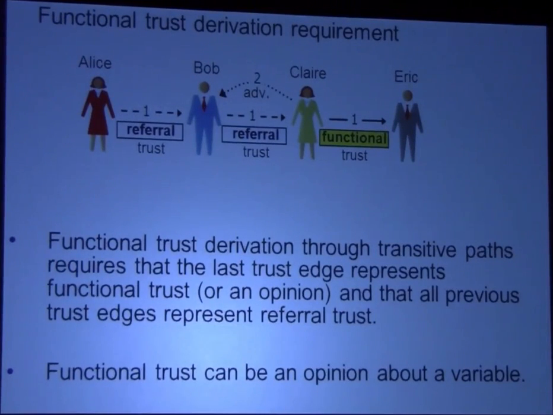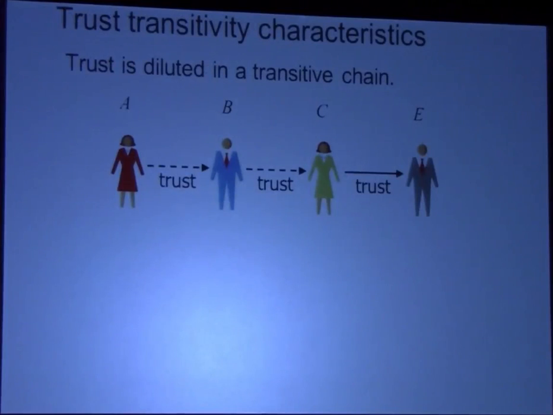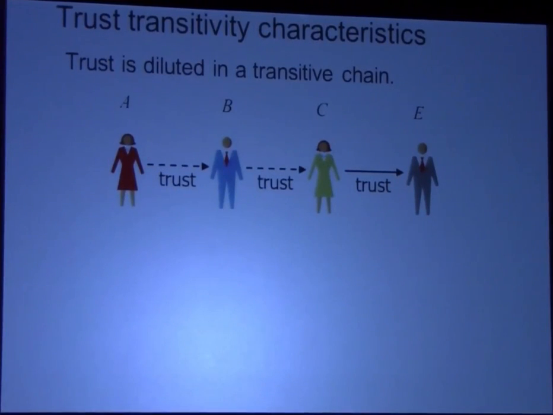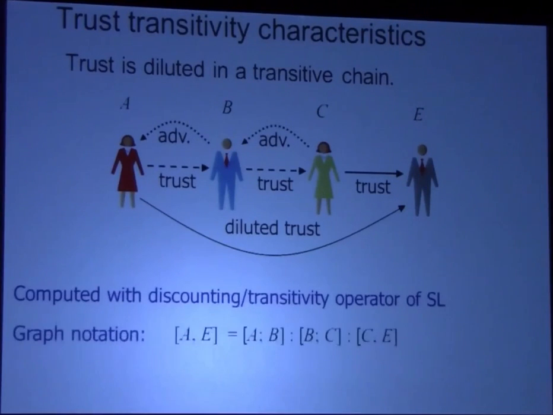So let's say Claire provides some advice to Bob. Bob provides advice to Alice, and then Alice can derive functional trust. Not referral trust, but functional trust. So, let's say each of these relationships, let's say trust, can be expressed with some kind of opinion. Then the derived trust is diluted. I call it diluted. It's not weaker, it is more uncertain. That's what it is. It has higher uncertainty, less confident.